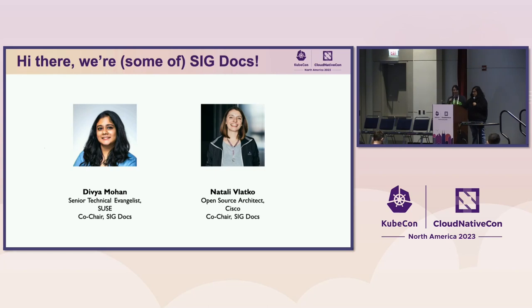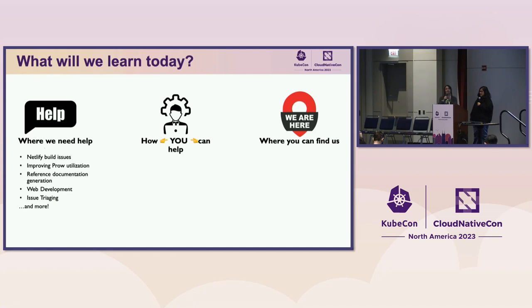Yep. Okay, so looking at today's talk, the general theme is help wanted. Please help us, we want help. And we want to direct you into the areas that the Kubernetes docs generally needs your attention and love and care. And so what we're going to be looking at today is learning about the netlify build issues that we experience on the Kubernetes website, and that we want to be improving Prow utilization, which is the Kubernetes CI/CD system, how we want to improve our reference documentation generation, which is a real integral part of the project, and we'll talk about that in a little while.